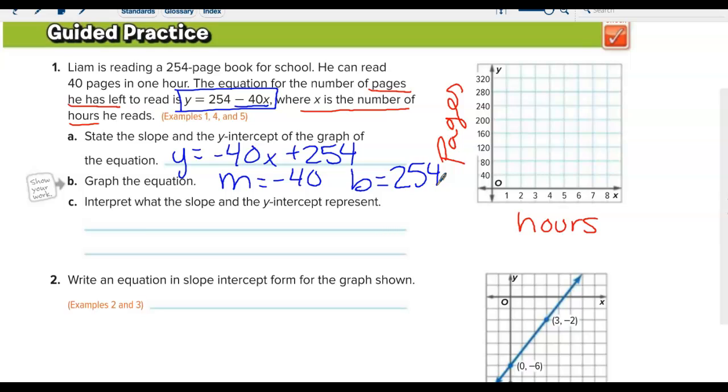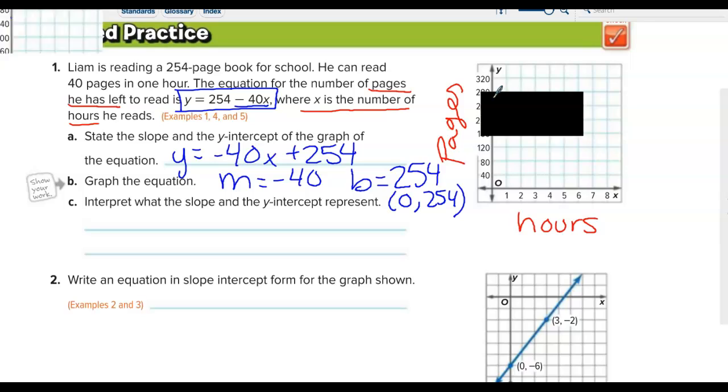Then you have to graph your equation. Which do I graph first, the slope or my y-intercept? Y-intercept. How do you graph your slope if you don't know where to start? So what am I going to graph first? 254. The y-intercept. What is your x always in a y-intercept? 0. So your coordinate point, technically, for this y-intercept is (0, 254). So I graph that point. It's a little bit above 240.